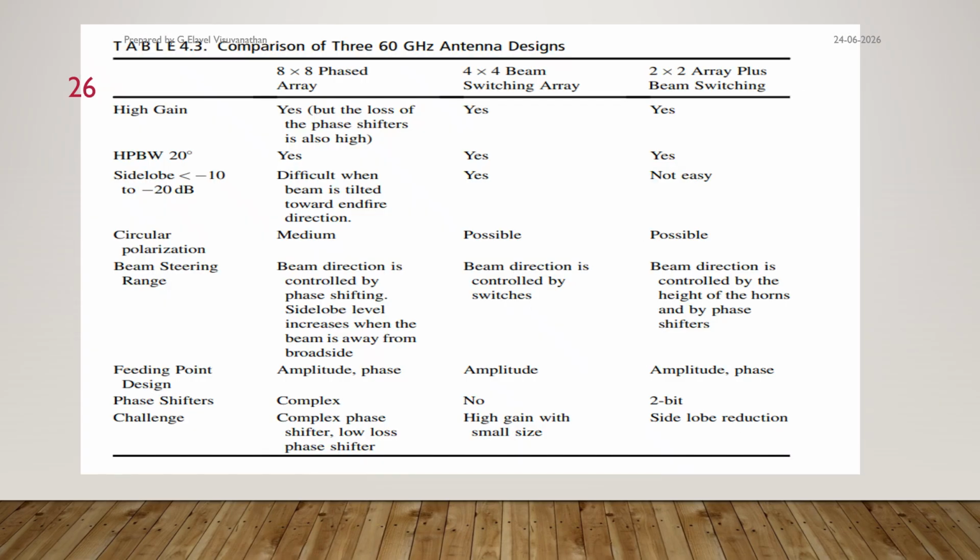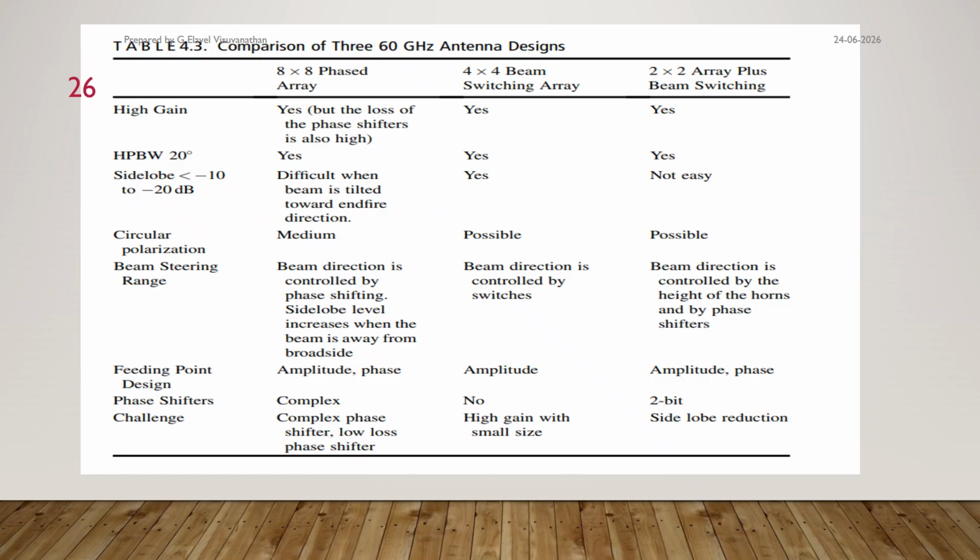So this will be a comparison of 360 GHz antenna design: 8x8, 4x4, 2x2. High gain: 8x8 yes, 4x4 yes, 2x2 yes. Half power beam width 20 degree: yes, yes, yes. Side lobe: 10 to minus 10 to minus 20. Difficulty in 8x8 phase, it is going to be applicable in 4x4 beam array. It is not easy in 2x2 array. Circular polarization: medium in 8x8, possible in 4x4 or in 2x2.